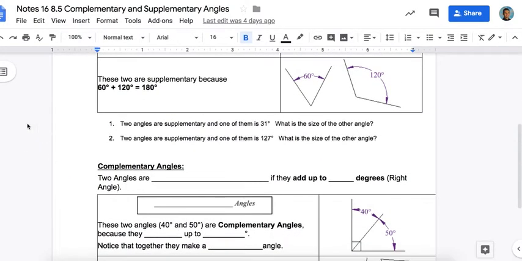Two angles are supplementary, and one of them is 31. Okay, so if we know they're supplementary, we know they add up to 180 degrees. What is the size of the other angle? So what we can do to find the missing angle, we can subtract these. So we're going to take 180 degrees minus 31, and that will give us 149 degrees.